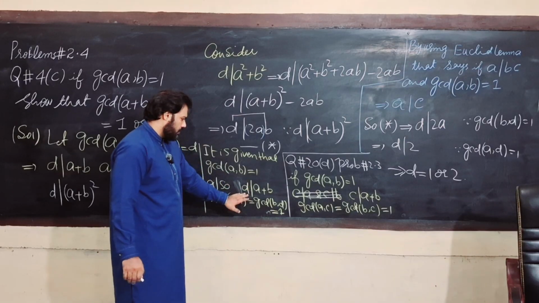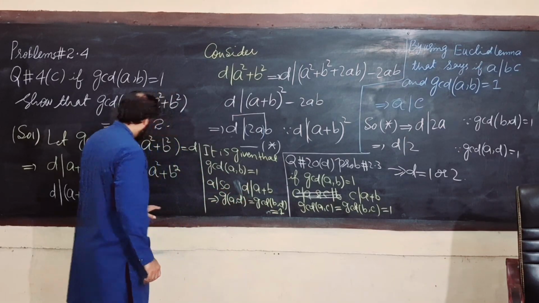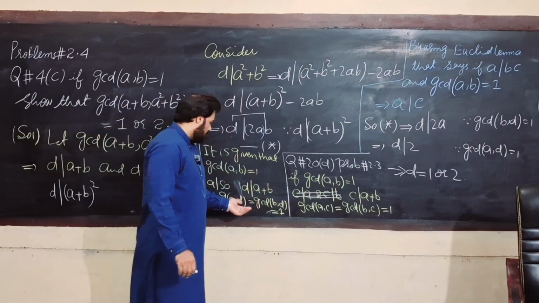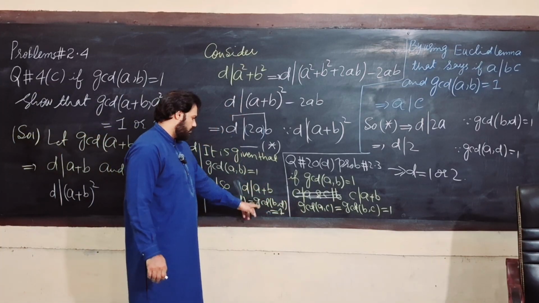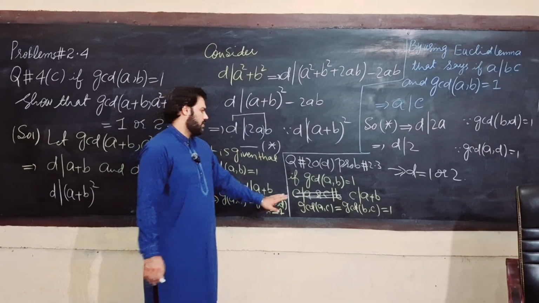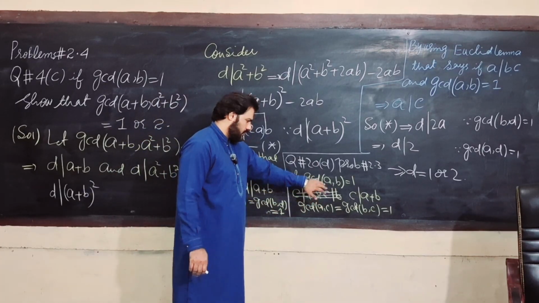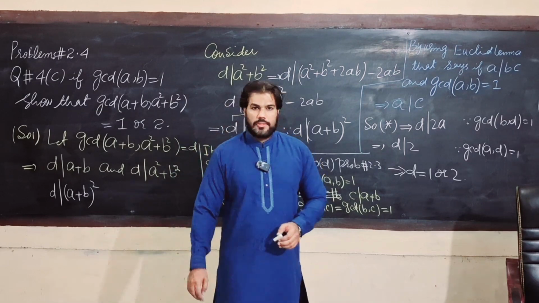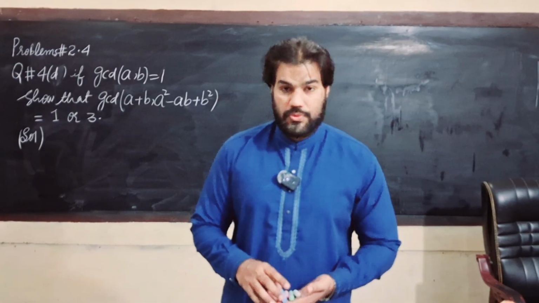GCD of A and B is 1 and D divides A plus B from here. So this part says GCD of A with D and GCD of B with D is equal to 1. This is not a condition that C divides A and B. Okay, next we discuss its D part.